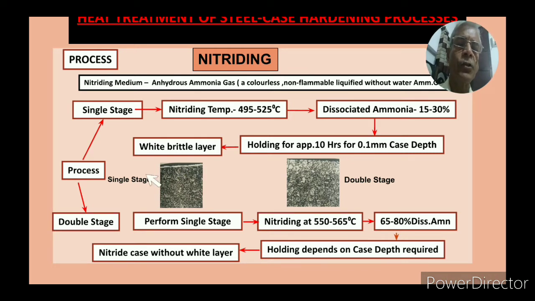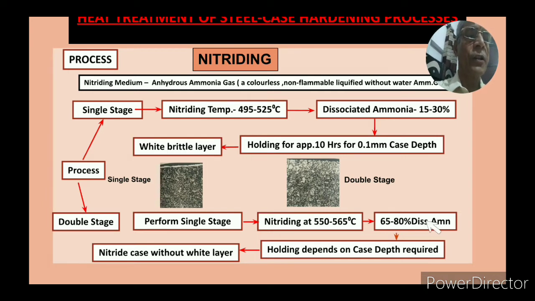So for that you have to go for a double stage process. In this, first you perform the single stage, and after that you go for a higher temperature as compared to the first stage, 495 to 525. You go up to 550, 565, sometimes up to 600 also. And in this case again you have to maintain the ammonia dissociation at 65 to 80%, compared to the 15 to 30%.